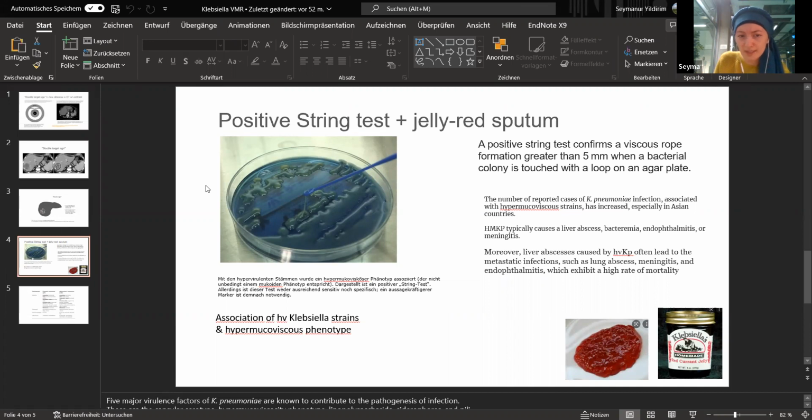When you have blood agar and you have a loop, and you see a viscous rope that is greater than 5 millimeters, this is called a positive string test, as you can see. There is an association of hypervirulent Klebsiella strains and this phenotype, but it's not very sensitive, as I learned. Another fun fact that was also mentioned is the currant jelly sputum of Klebsiella. I made these 2 pictures so you can see how it looks. Basically, jelly-like hemoptysis. That's everything.